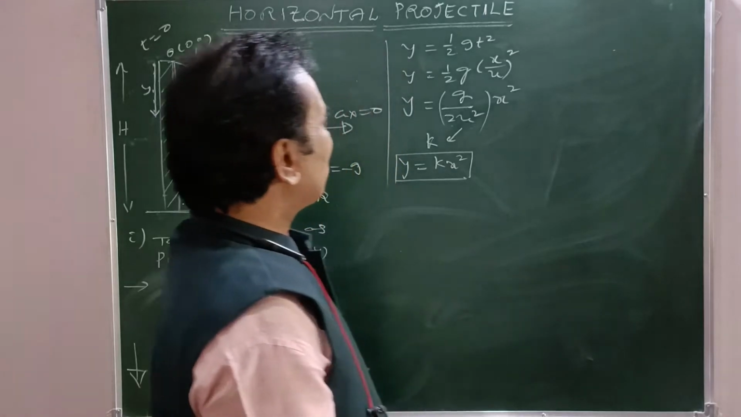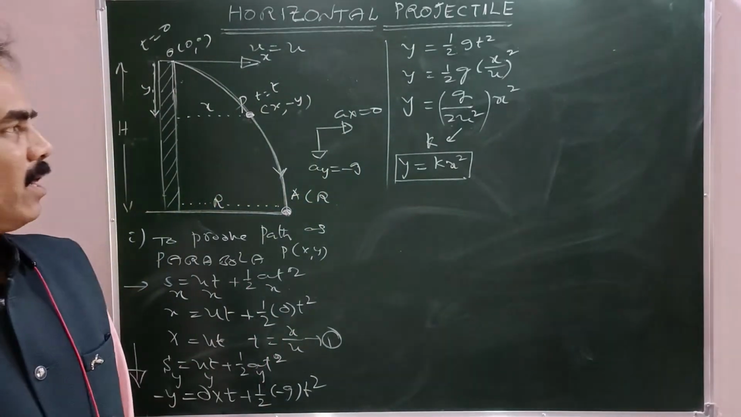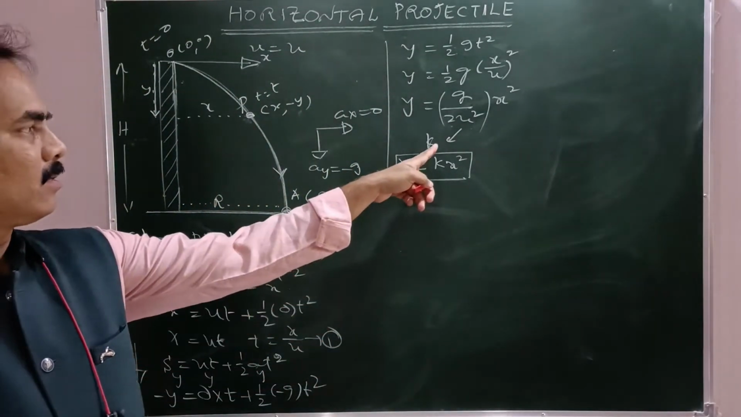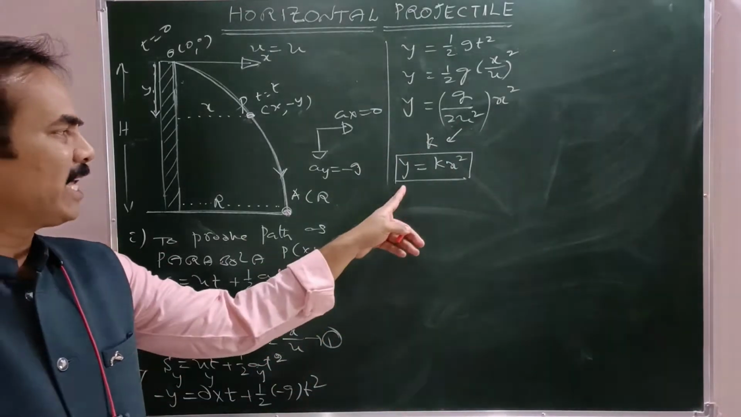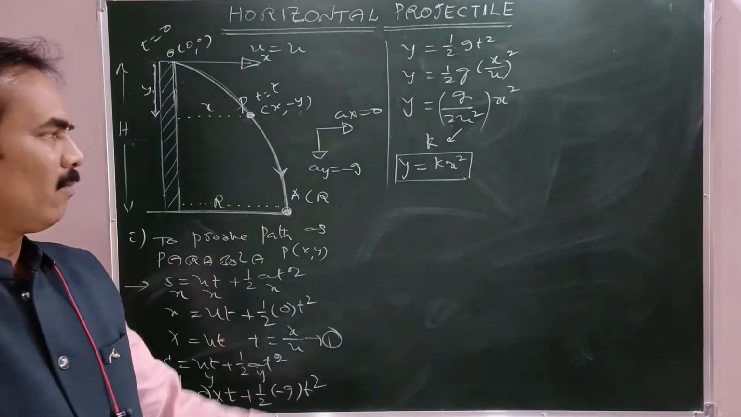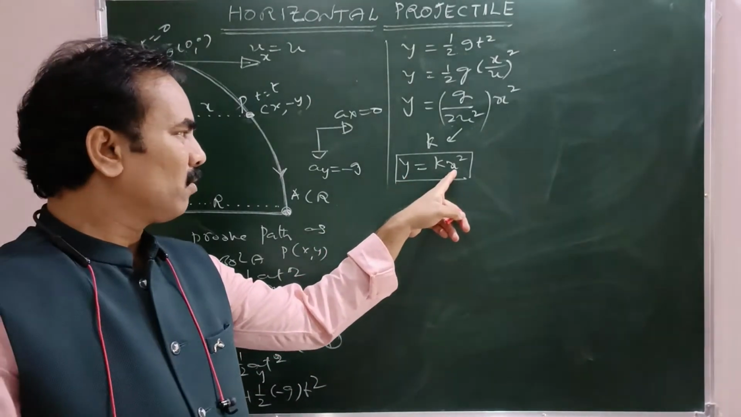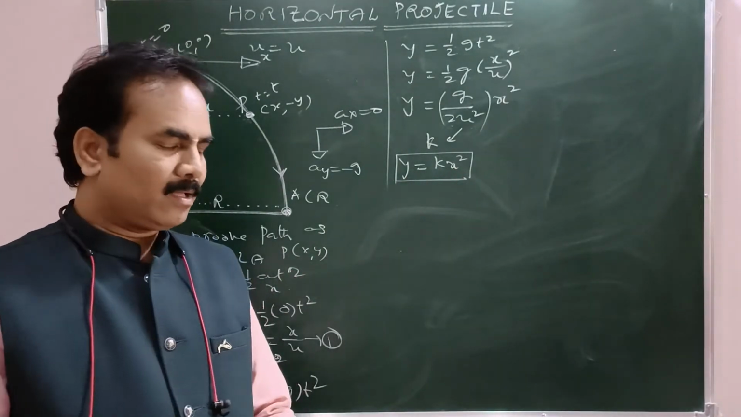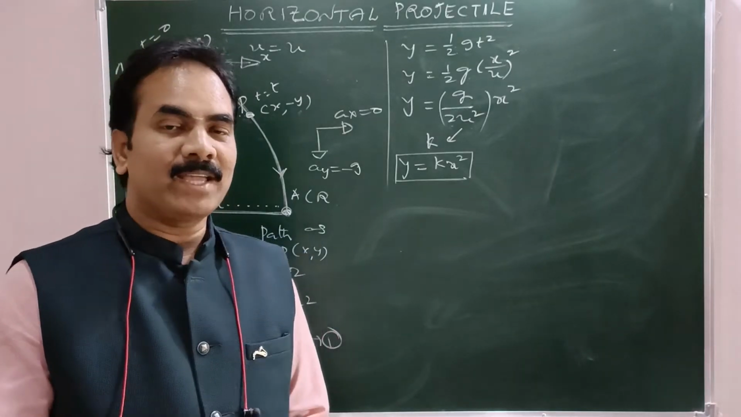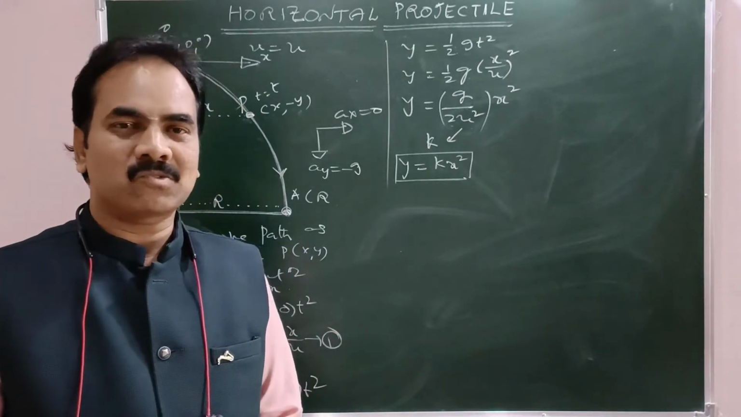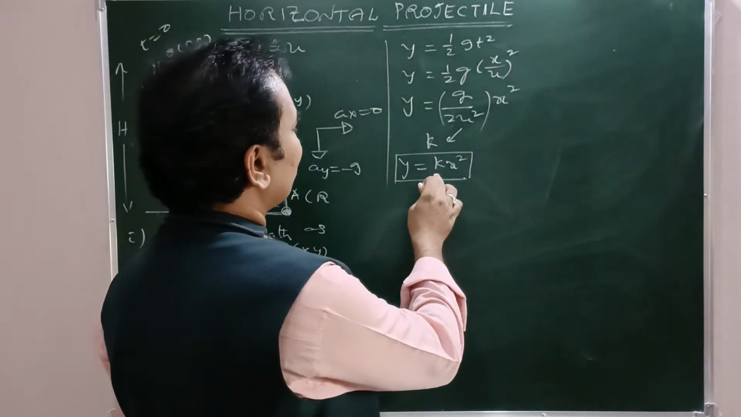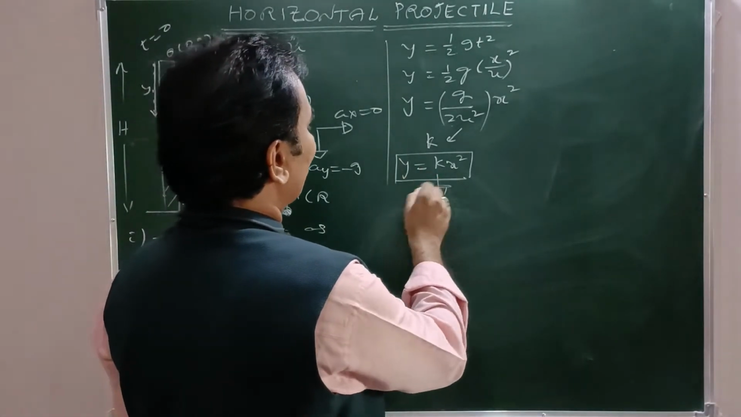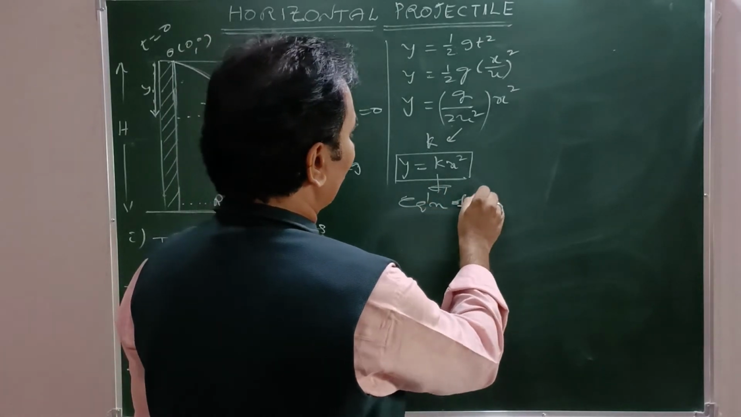Y equals (g by 2u square) into x square. Here g by 2u square is some constant k. So y equals kx square, which is one of the equations for a parabola. Why? Because the y coordinate is proportional to x square. Y equals some constant 4a into x square is the general form. Right? So this is the equation of a parabola.